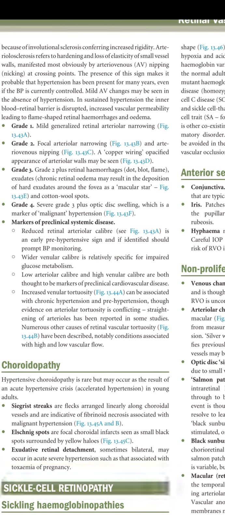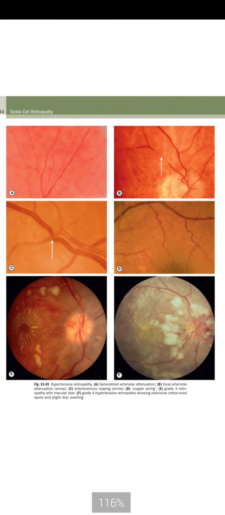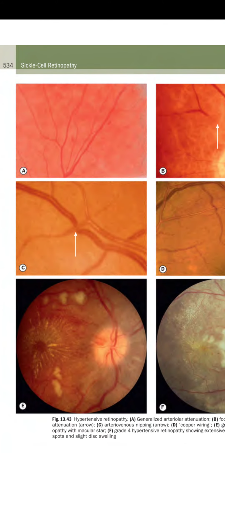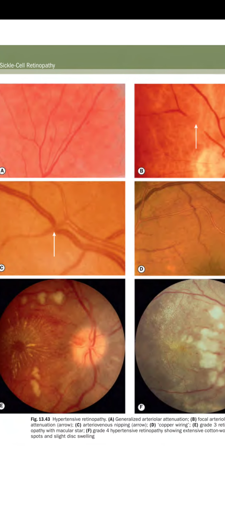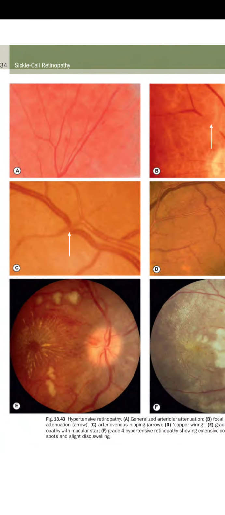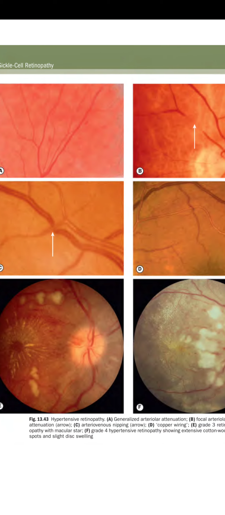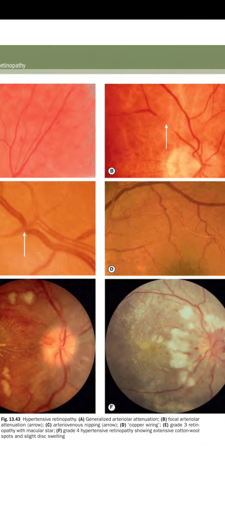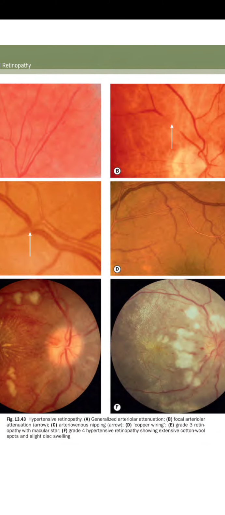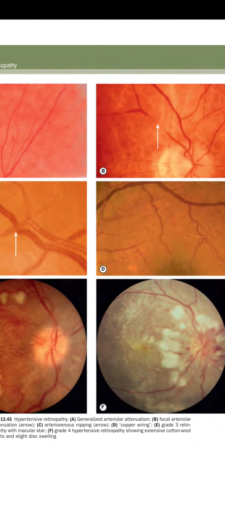And sometimes at the macula there is a deposition of hard exudate around the fovea, which forms the macular star, as also seen in diabetic retinopathy. So you can see that E is showing us a grade 3 retinopathy. There is a cotton wool spot, and there is macular star formation. And F is a grade 4 hypertensive retinopathy showing extensive cotton wool spots and slight disc swelling.